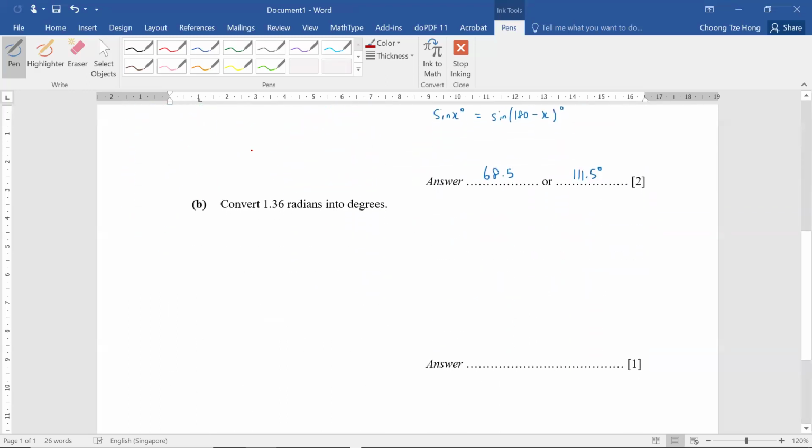Okay, so in part B, they ask us to convert 1.36 radians into degrees. Okay, for conversion between radians and degrees, there's actually only one thing you need to remember. You just need to remember that pi radians is equals to 180 degrees. So if you are measuring angle in terms of radians, pi radians is the equivalent to 180 degrees if you are measuring in degrees. Okay, once you remember this, you can work out anything.